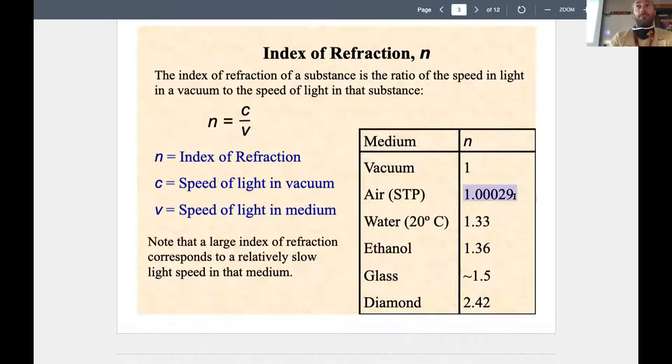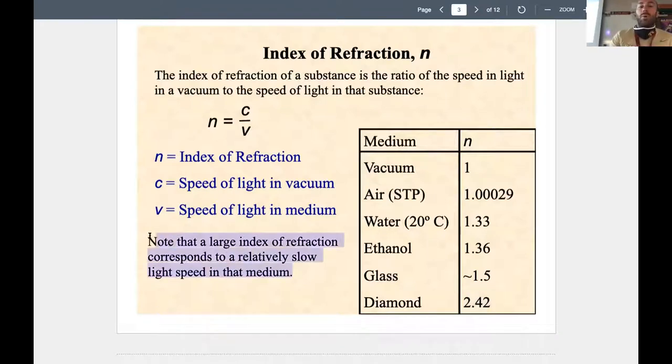There's no discernible difference. However, if you have light travel through water, it has an index of refraction of 1.33. Ethanol, 1.36. Glass, 1.5. Depends on the type of glass and how the glass was made, but on average, it's about 1.5. Diamond, 2.42. Diamond is a very dense material. If you think back to chemistry, how is diamond made? Well, diamond is just carbon, but it's carbon that has been crushed together over millions of years. So diamond is very optically dense, and the more dense the object is, the more the light slows down.